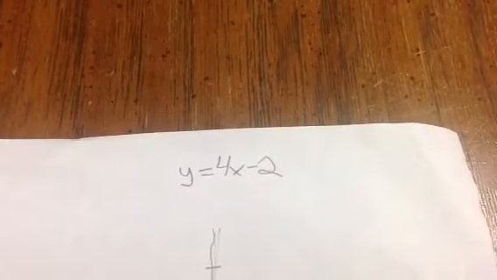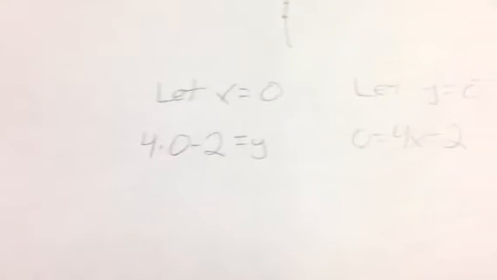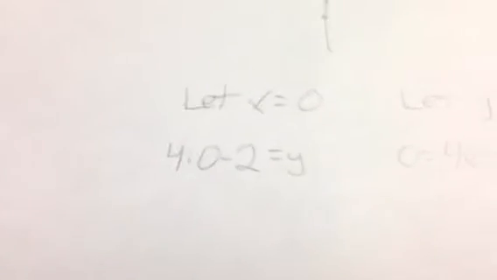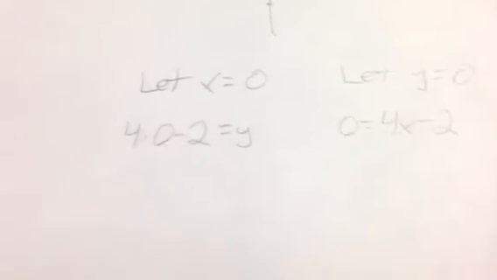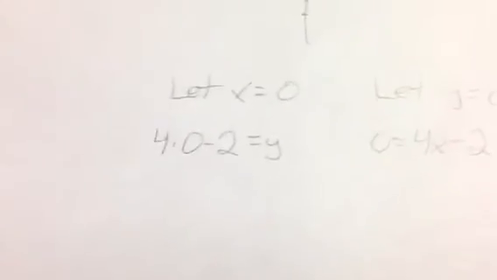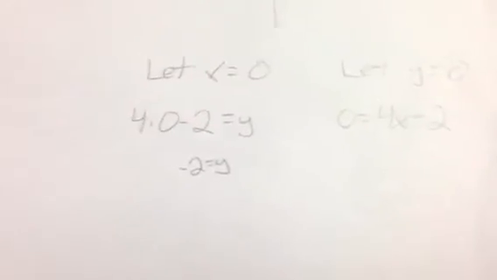So, like in the first example, the first thing we need to do is to find 2 points. So to find our first point, we let x equal 0. And when we let x equal 0, we have 4 times 0 minus 2 equals y, which simplifies to negative 2 equals y. So we have our first point at 0, 2, or negative 2, I'm sorry.